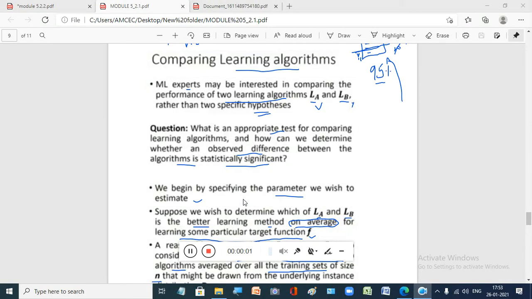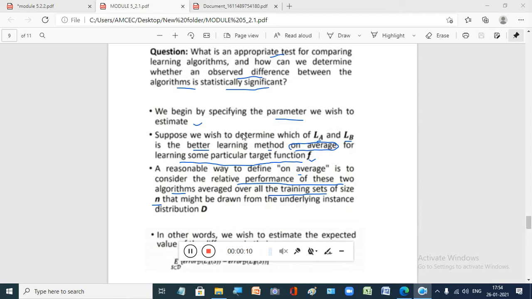When we have two algorithms, algorithm A and algorithm B, that is learning algorithms LA and LB, which algorithm is better for us? So what is our underlying question? What is an appropriate test for comparing the learning algorithms? How do we say which algorithm is better for us? How can we determine whether an observed difference between the algorithms is statistically significant?